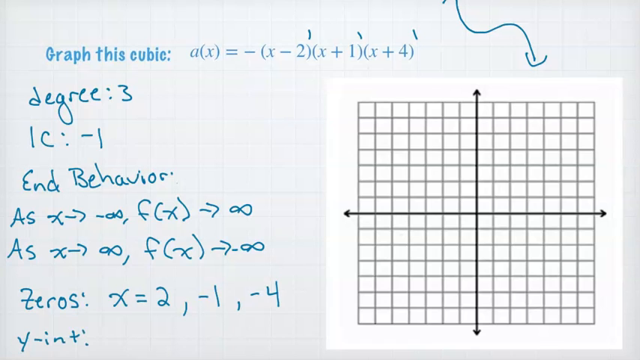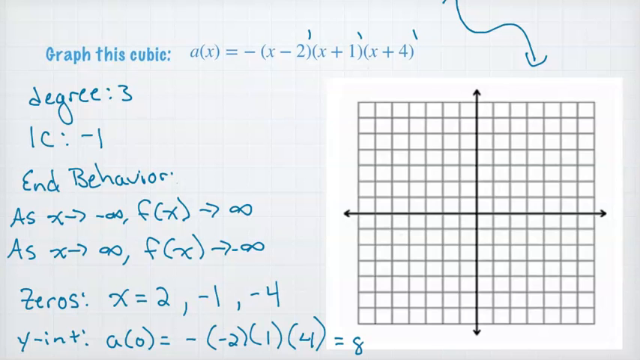I'm going to find a of 0, which means I have a negative, and then when I put 0 in the first parenthesis, I have a negative 2. 0 in the second parenthesis gives me positive 1. 0 in the third parenthesis gives me 4. So negative 2 times 1 times 4 is negative 8, but then I have this extra negative out front, which I have to account for. So now I have a negative 8.